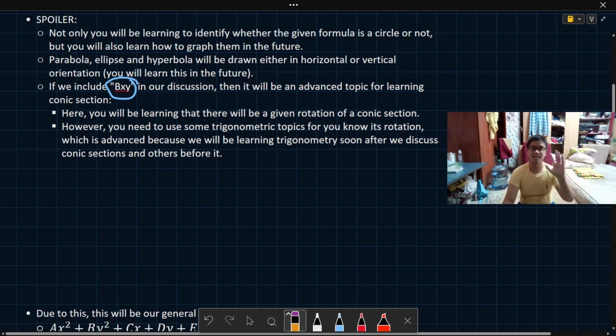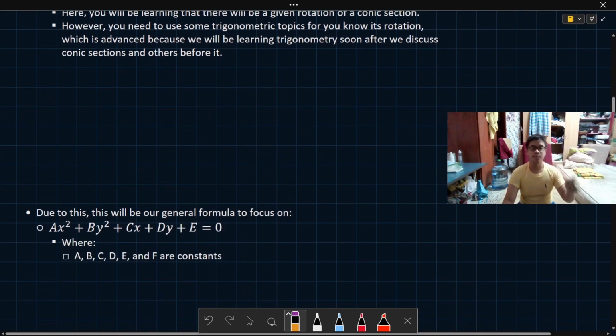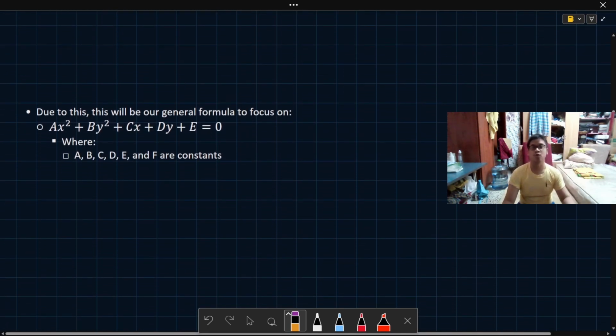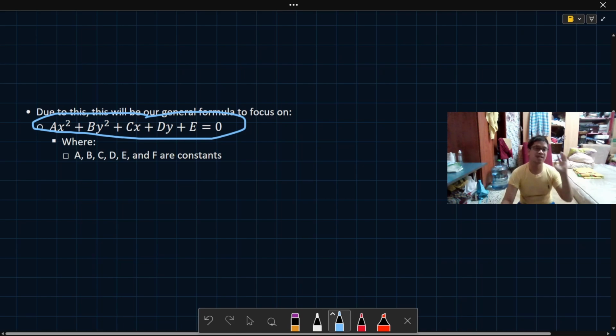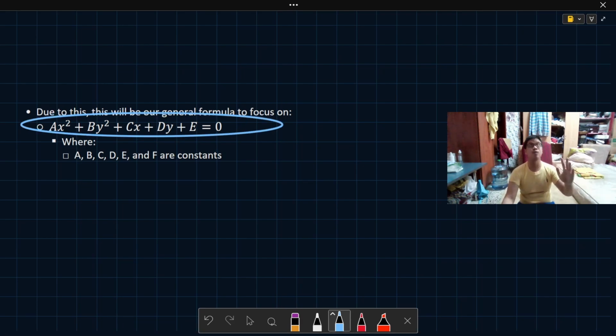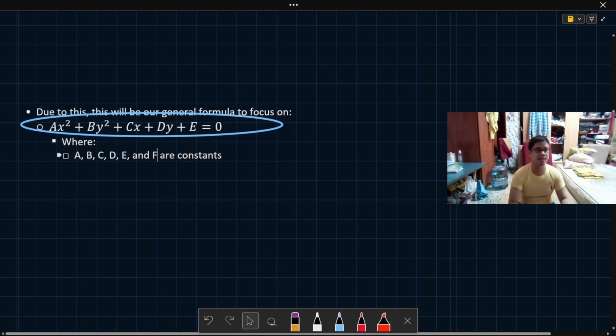In fact, this is actually a basic introduction to conic sections, which is much better. So this will be our general formula to focus on: Ax squared plus By squared plus Cx plus Dy plus E is equal to 0, where A, B, C, D, oh wait, there's no F here, it's only E, are constants.